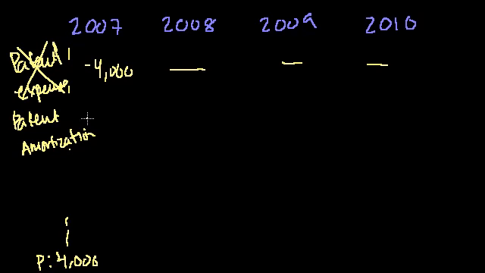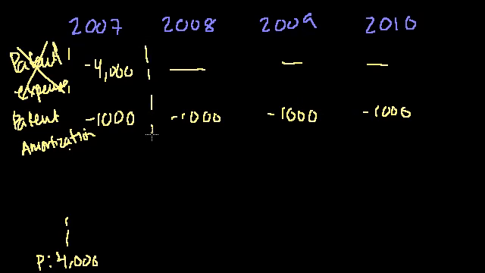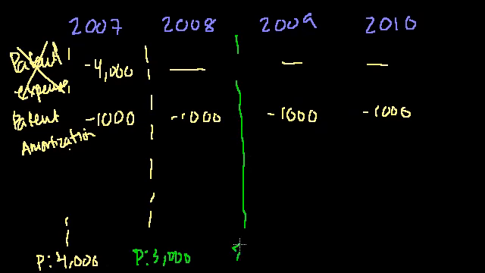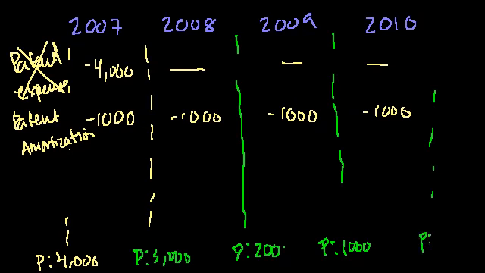So patent amortization would be 1,000 in this year, 1,000 in this year, 1,000 in this year, and 1,000 in this year. And then at our snapshot, or our balance sheet, at the end of 2007, we'll have on our assets a patent that's now worth 3,000. And then at the end of 2008, it'll be worth 2,000. End of 2009, I think you get the point, you'll have a patent worth 1,000. And at the end of 2010, because the patent has expired and anyone can go out and produce whatever was patented without having the patent, we then say that the patent is worthless.